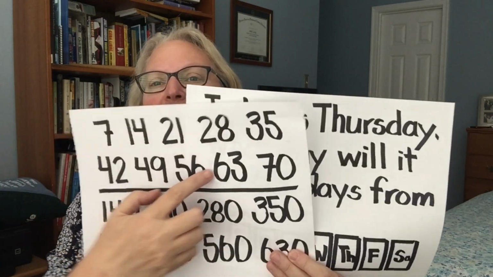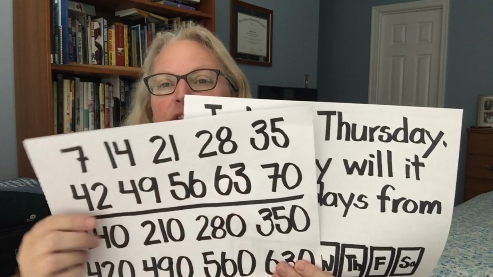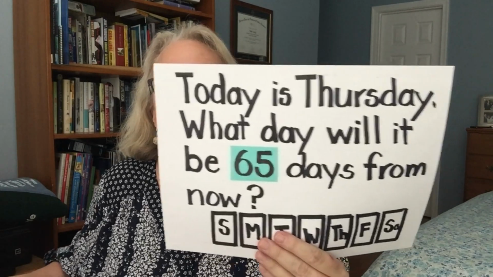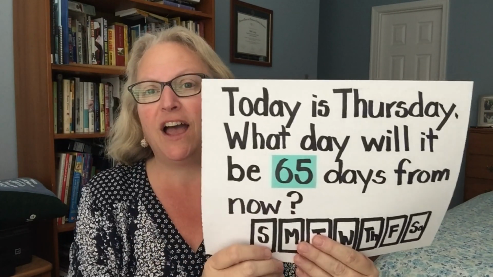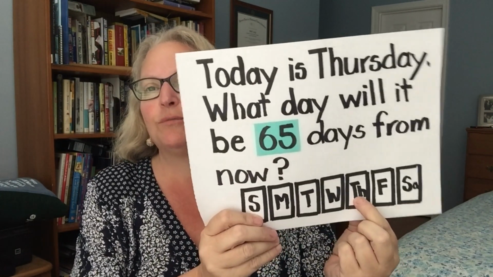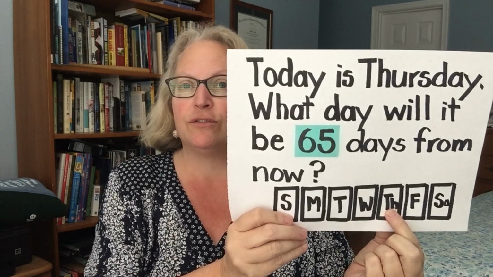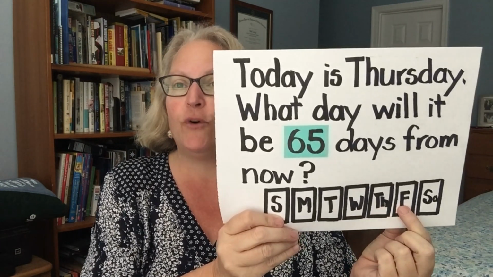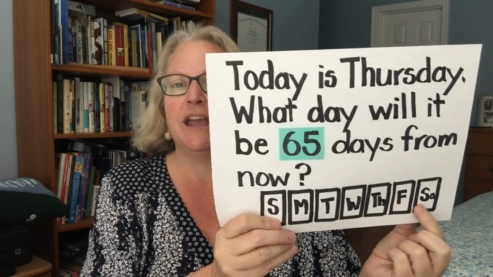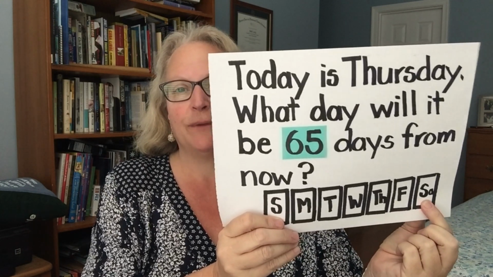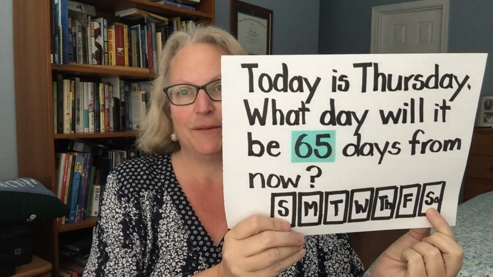And because I've got the number 63 here on my chart, I keep that in mind because that's awfully close to 65. So I know 63 days from now, it's going to be a Thursday, which means 64 days from now, it's going to be a Friday, and 65 days from now, it's going to be a Saturday. This strategy also works for larger numbers.